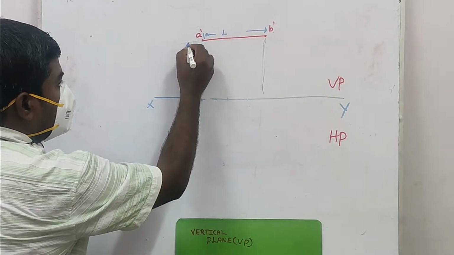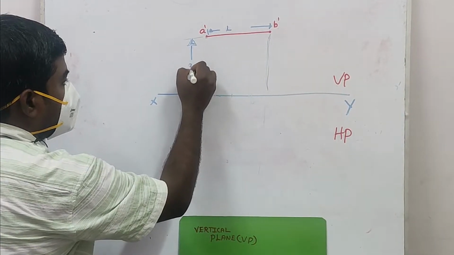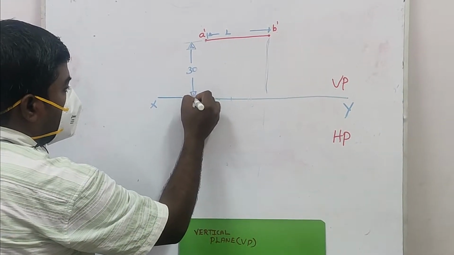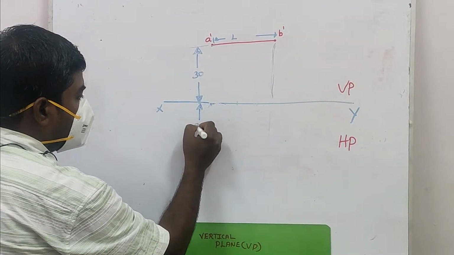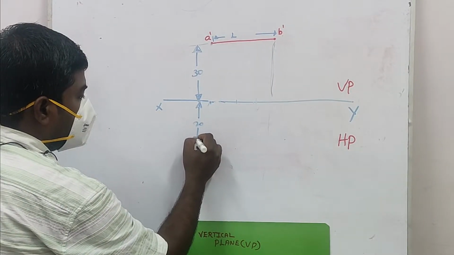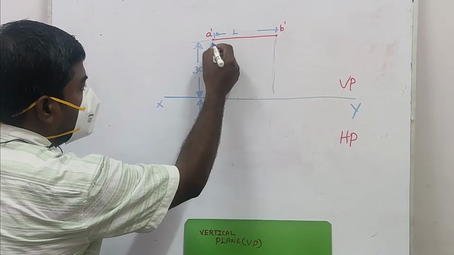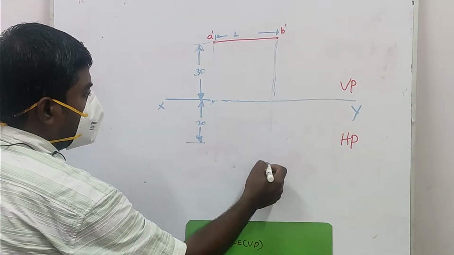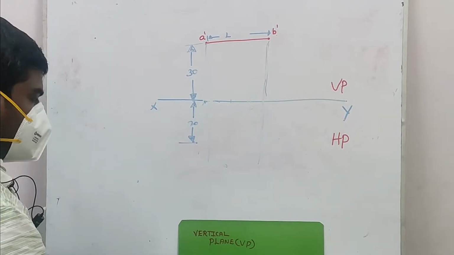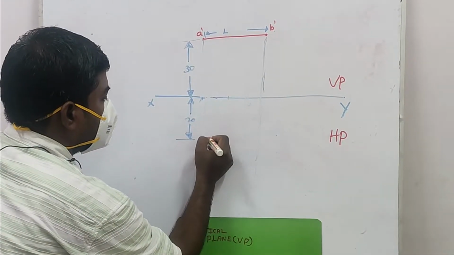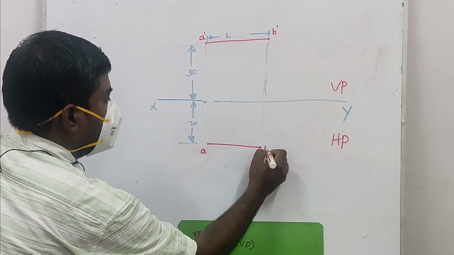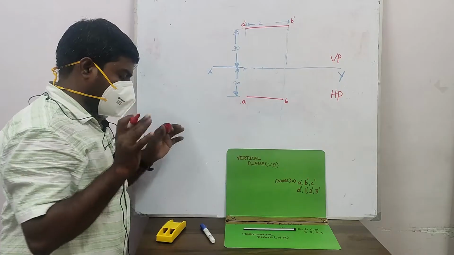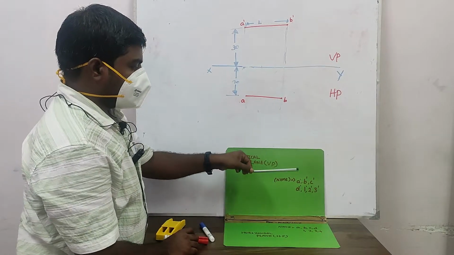Okay, then 20, extended line. So you can extend this one. Now in between you can construct the line A, B. Both lengths are the same. This is the case for this position.